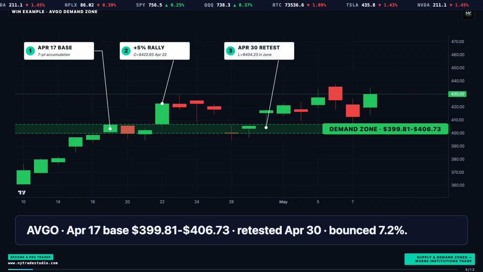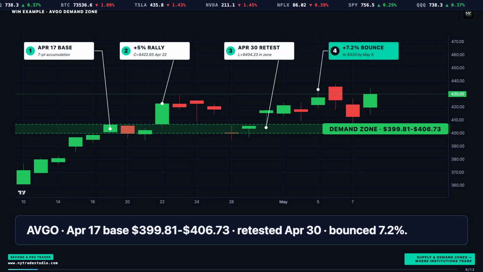The retest was textbook, and then the defense happened. Over the next 4 trading days, Broadcom climbed back to $433 by May 5th. That's plus 7.2% off the retest low, all in a single trading week. The trade plan was straightforward. Anticipate the retest near 400, place your stop below at 390, and target the prior swing high. $5 of risk against $33 of reward. A 6-to-1 trade. Same mechanic, different ticker, same clean outcome. Tesla and Broadcom both confirm the pattern, and this pattern repeats every single week in liquid names.